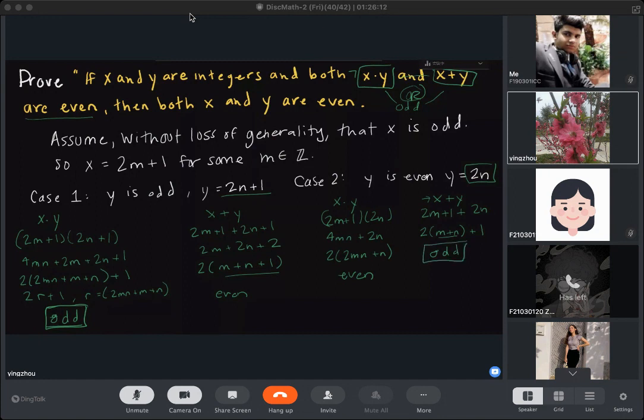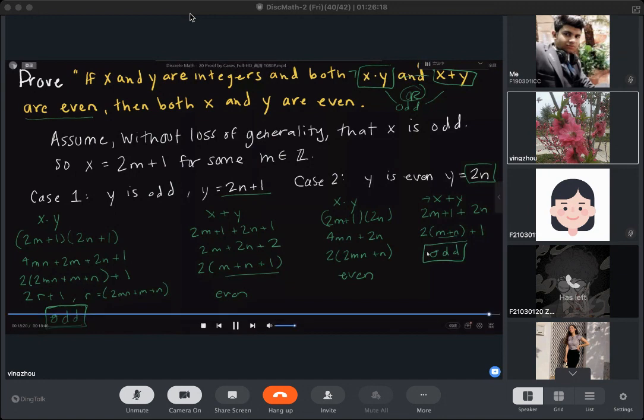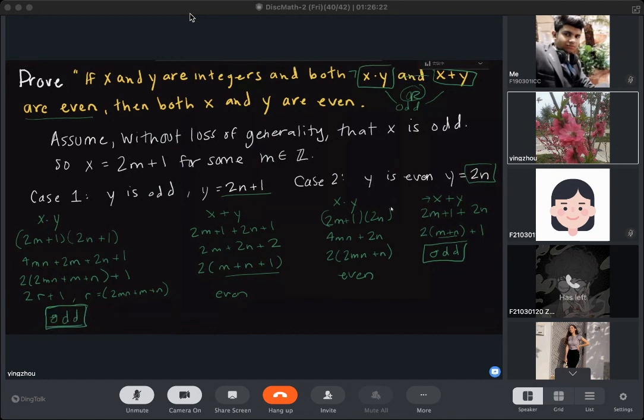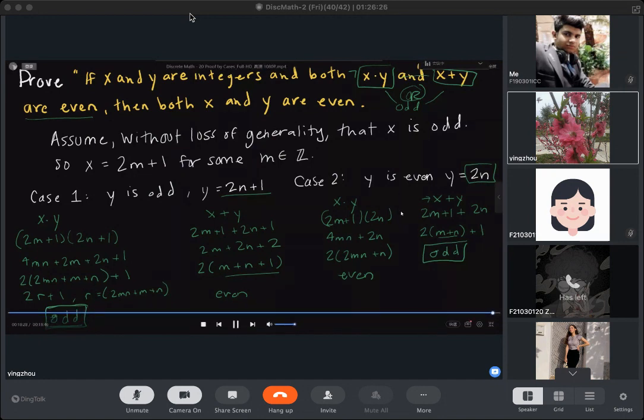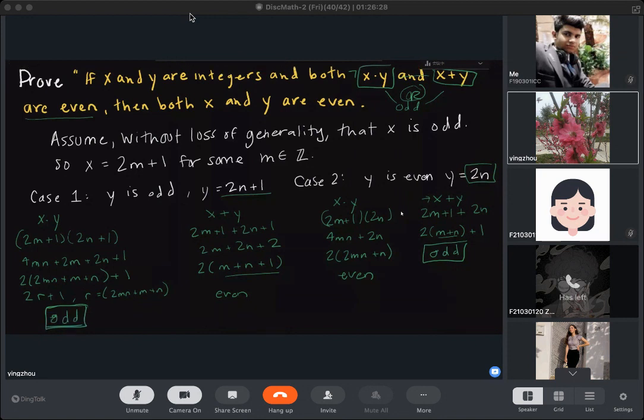I don't have a ton of room for the conclusion, so I'm just going to say the conclusion aloud: if x and y are integers and both x times y and x plus y are even, then both x and y are even. And again, this was a proof by contradiction and contraposition.